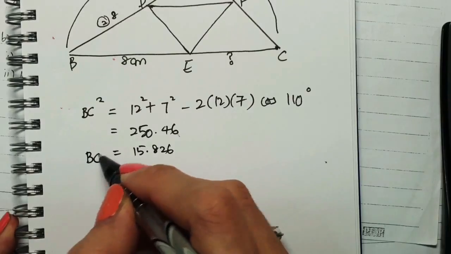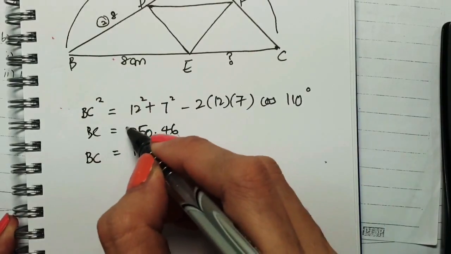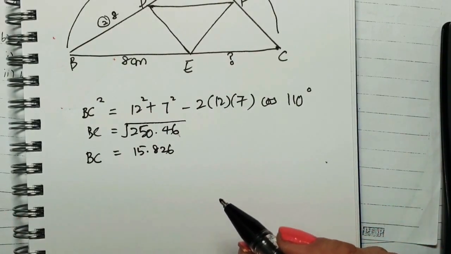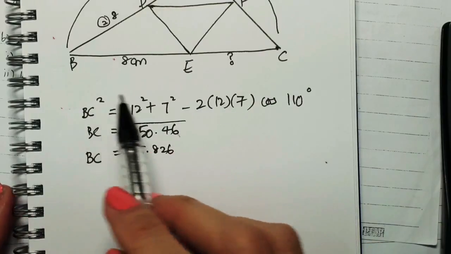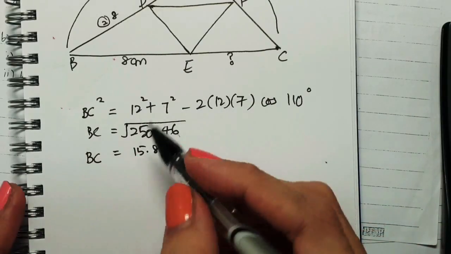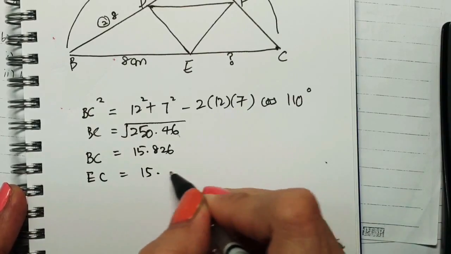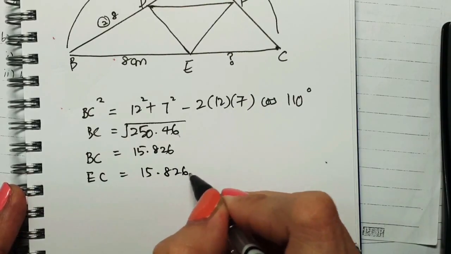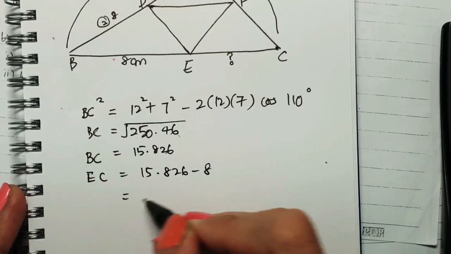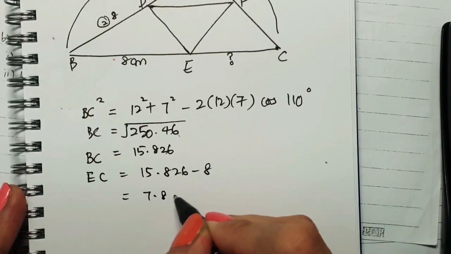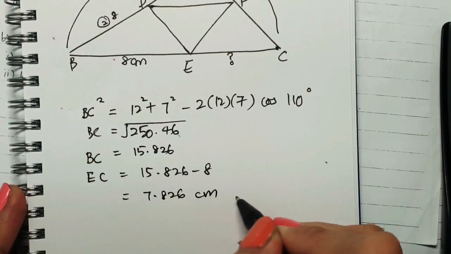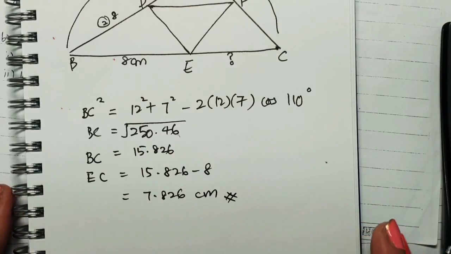So that is BC squared. To find BC, we just need to square root this one. And that is for B to C. And then from there, we can find the EC. EC will be 15.826 minus the 8 cm over there. So we will have 7.826 cm. So we found the answer for EC.